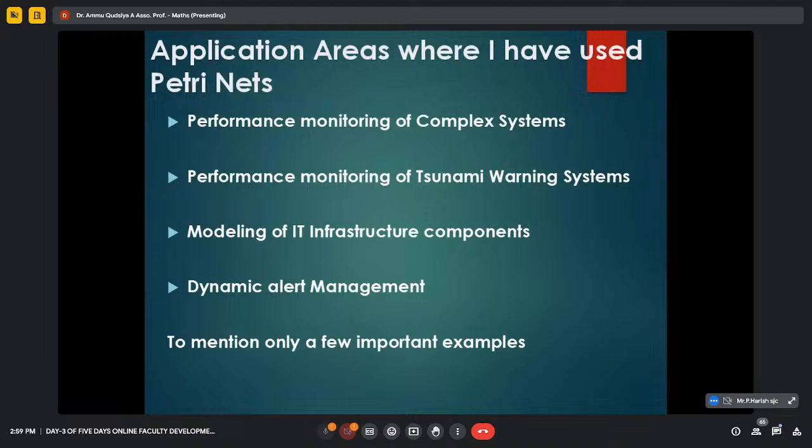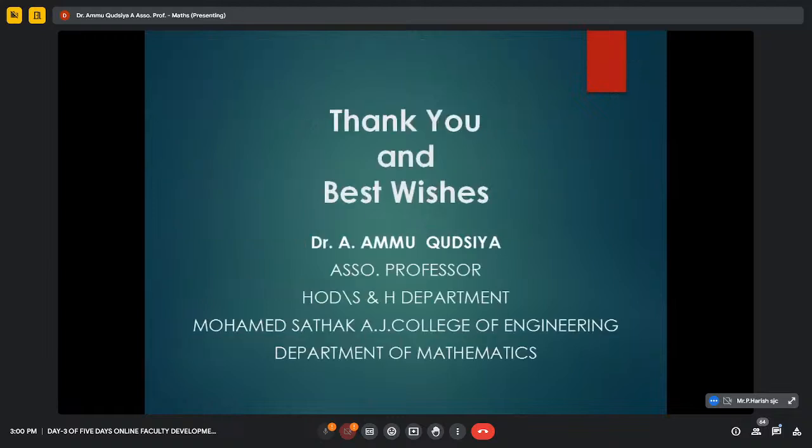One is monitoring complex systems. I have modeled complex systems, and I have studied the behavior. And I have modeled a tsunami warning system using Petri nets, and I have studied its behavior. And I have modeled IT infrastructure components. I have done dynamic alert management. All these things I have modeled, and I have applied all the properties, and I have studied the behavior of the system under certain conditions.